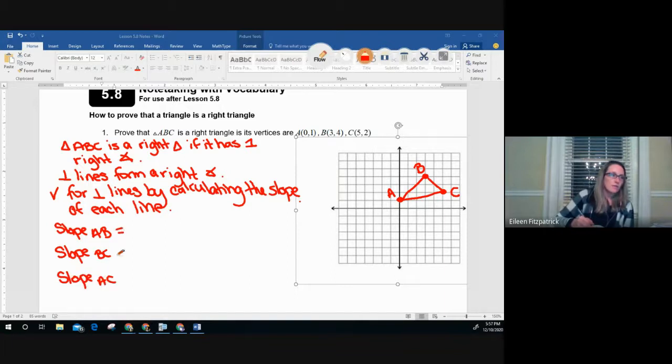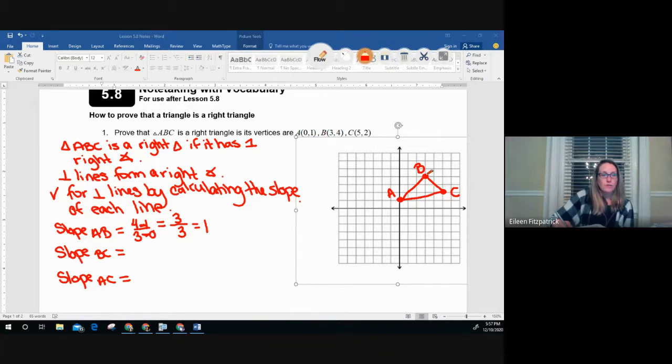Now, because we do have the graph, you could just count units. If you wanted to find the slope of line AB, I could just do rise over run, or you could plug into the slope formula. For AB, change in y, 4 minus 1, over change in x, 3 minus 0. Those are minus signs. I know they look like little dots, but they're minuses. So I have 3 over 3, which equals 1. Again, if I just do rise over run, it's up 3 over 3, which equals 1.